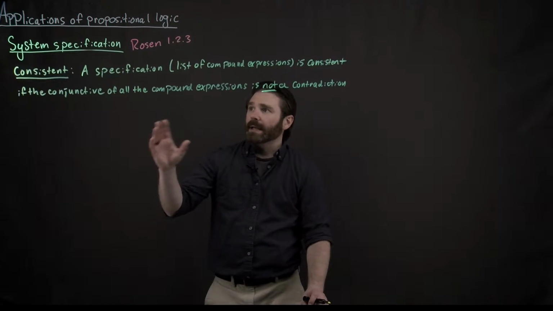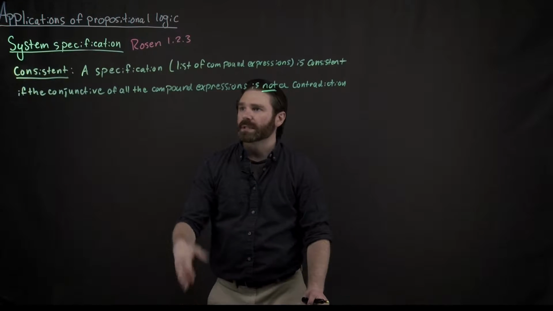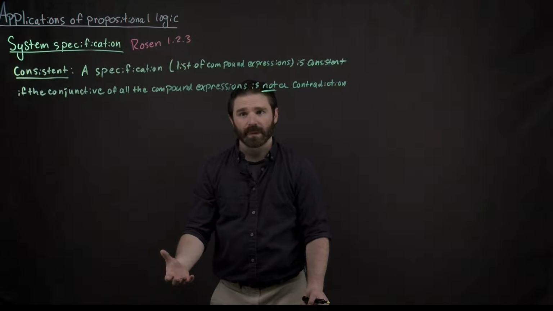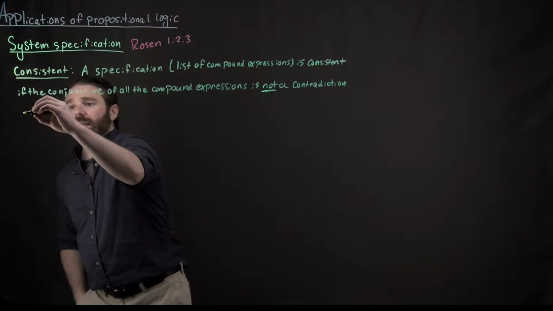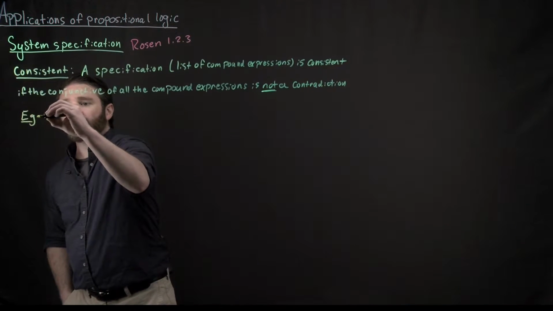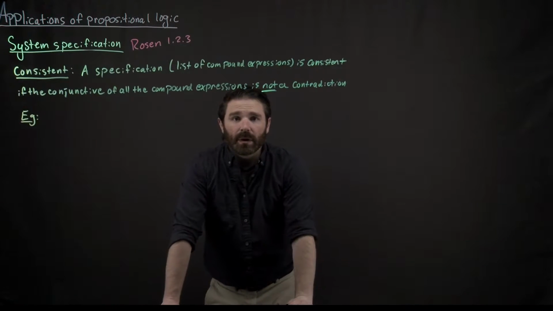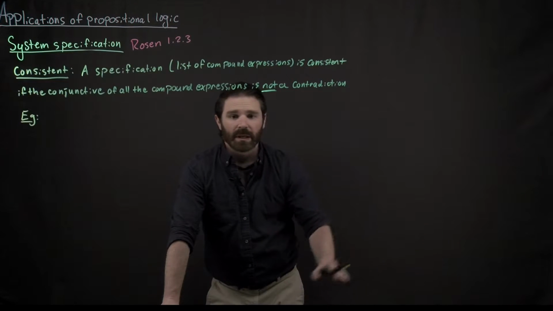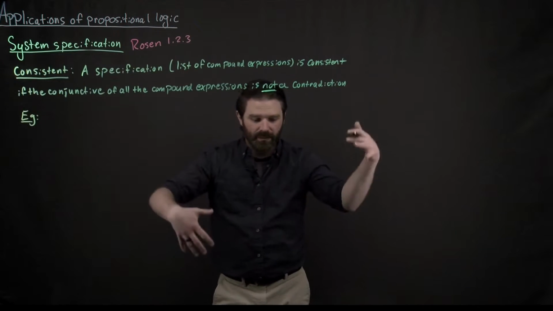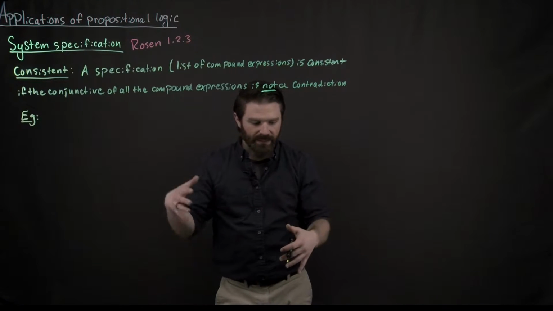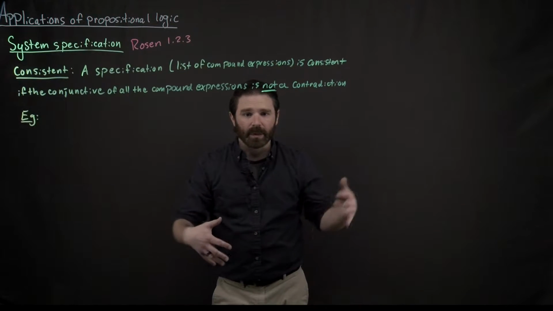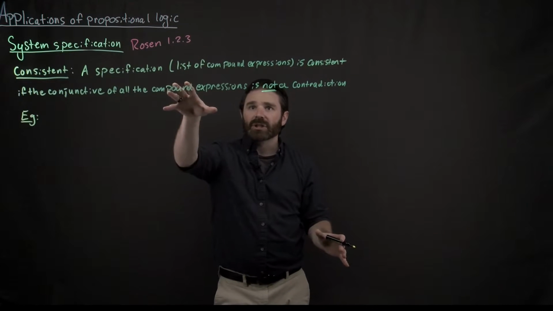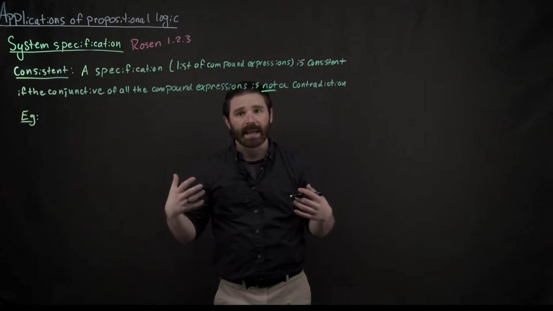So let's go ahead and look at another example of a system specification and try to figure out if it is consistent or not. In this example, let's say that you are working with some sort of system that has multi-threading. So you have multiple threads, multiple concurrent processes that are attempting to access data, and that data might be shared or not. And you have a certain specification, a list of compound expressions that is as follows.